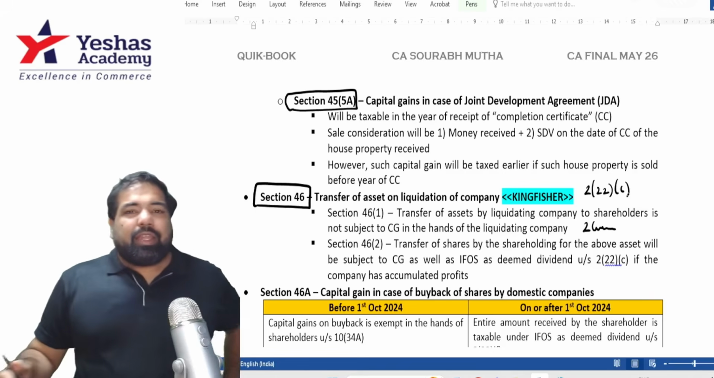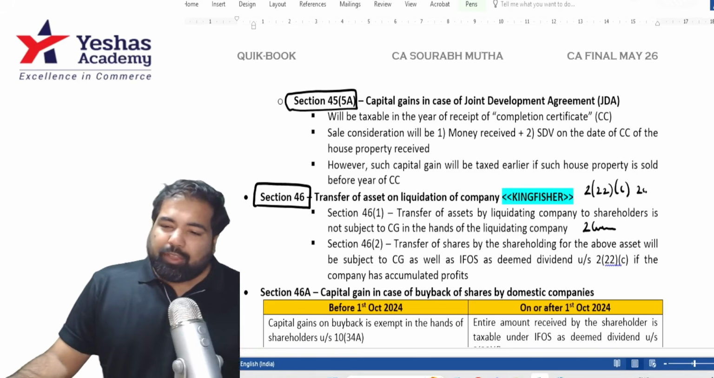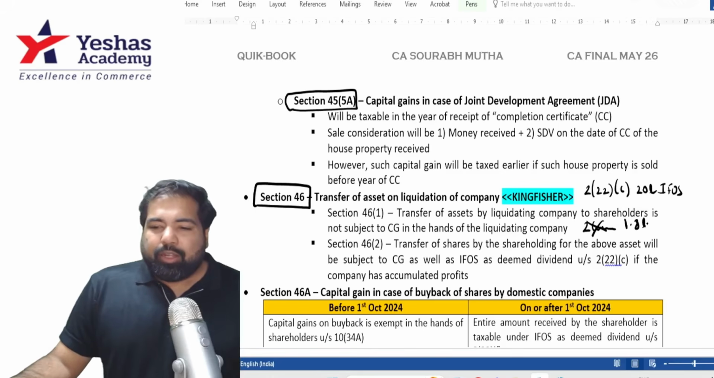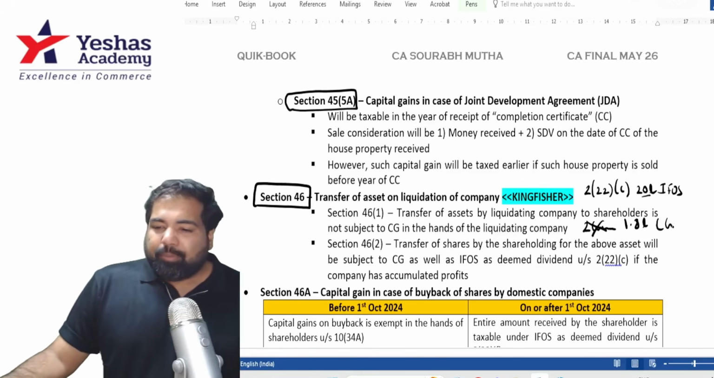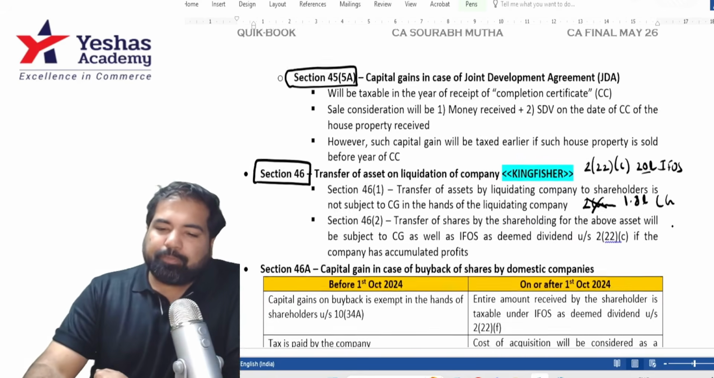And let's say, but this is only if the company has profits, the company had profits of, let's say, 20 lakh rupees, then this 20 lakh will be taxed under IFOS. So automatically 2 crore will become 1.8 crore. It will be reduced by 20 lakh and that will be taxed under capital gain. So overall, I'm still being taxed on 2 crore only.